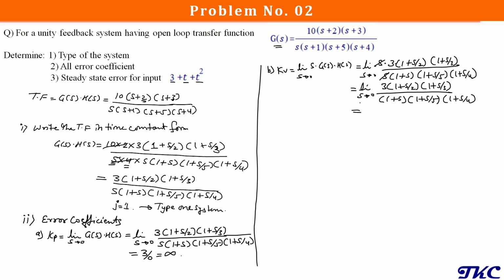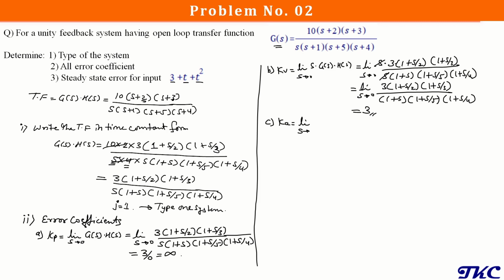Now when we take the limit s tends to 0, all the brackets in the numerator and denominator will give us 1, because 1 being a constant will be kept as it is, and the other terms will become 0 because of s. So after taking the limit, we will have the value as 3. Next we have to determine Ka, that is the acceleration error coefficient.